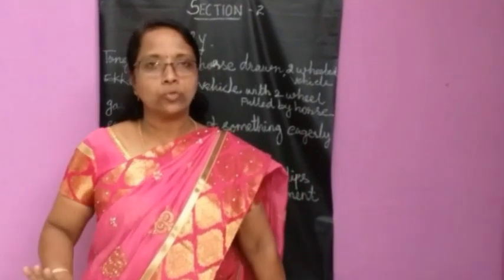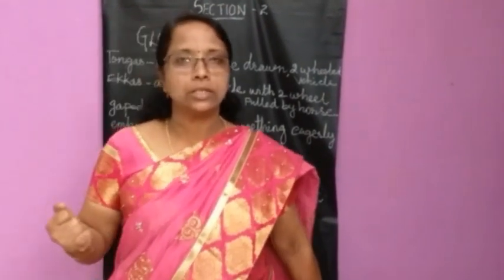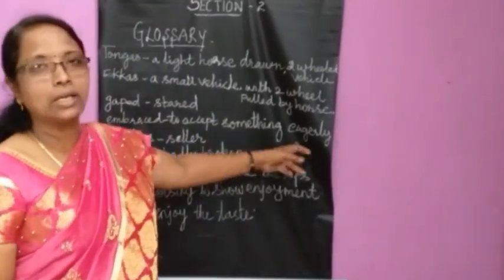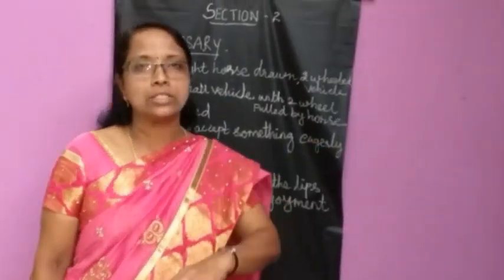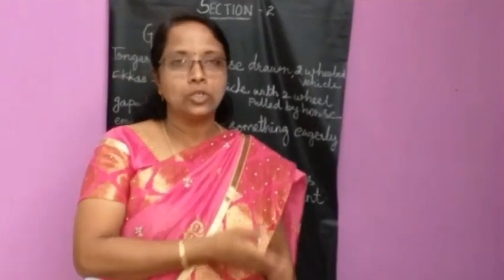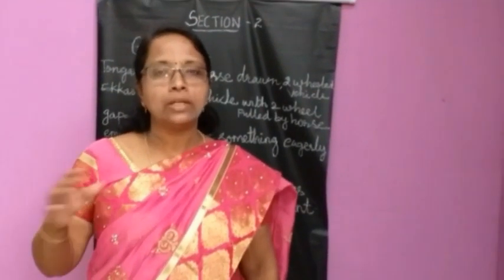Finally the prayer was over. The men embraced each other. Embraced means to accept something eagerly. So the men embraced each other, and then they went down towards the toy vendors and the toy and sweet stalls. Like that they were moving. Then the children went.